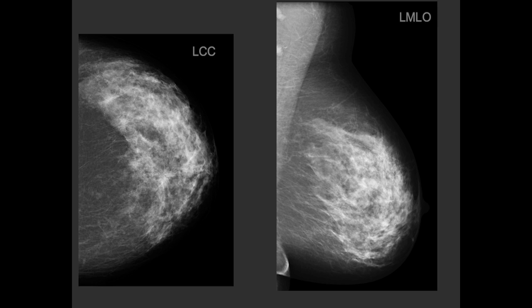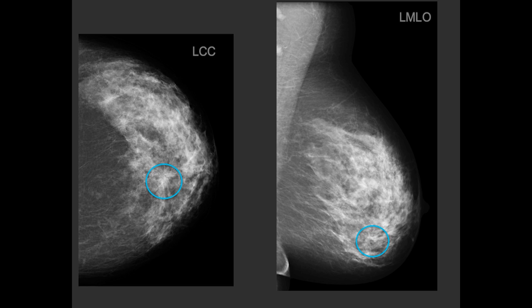So here's an example of another screening mammogram finding. You can see on the left CC view is an area of increased asymmetry or density, as well as some possible architectural distortion, and this is just medial to the level of the nipple. There's a possible correlate in the inferior portion of the breast on the left MLO view, so lower inner quadrant.